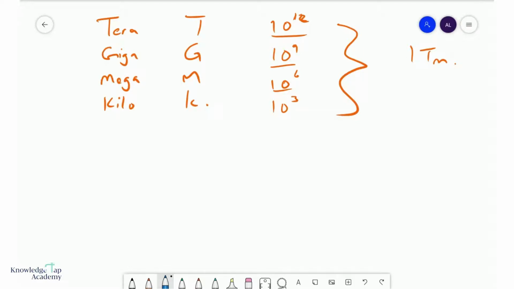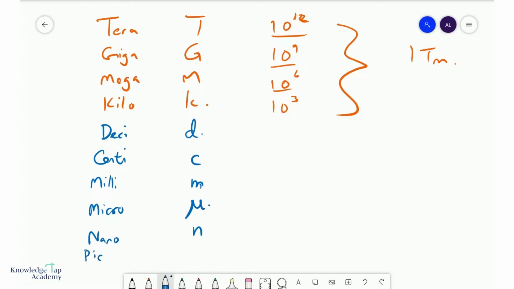Now, when we look at the small side, prefixes can also shrink your unit. So we start off with the deci, which is a small d, and then we have the centi, small c, milli, these should be quite familiar to us, small m, and then we have micro, we've got to practice writing this. This is a Greek letter like so, and then we've got nano, small n, and lastly pico, small p. This will be 10 to the minus 1, 10 to the minus 2, 10 to the minus 3, 10 to the minus 6, minus 9, minus 12.